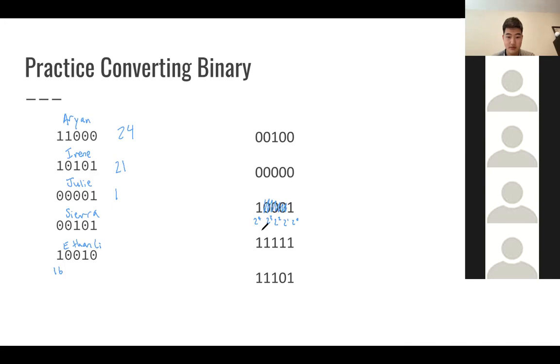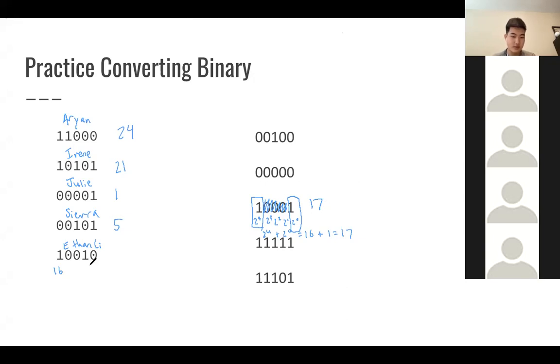So the ones you are left over with, you have a 1 in the 2 to the 4th column, and you have a 1 in the 2 to the 0th column. So essentially, you add up the values that you have that have 1s in them. So you have 2 to the 4th plus 2 to the 0. So here you would get 16 plus 1 equals 17. So this one would be 17.